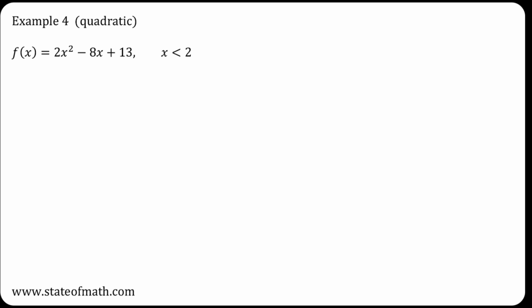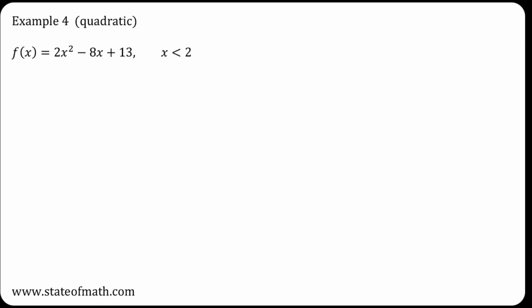For this example, note that the function is followed by the statement x is less than 2. This is the domain of the function, and we will see in a minute why this is very important. Before we apply the 4 steps mentioned previously, we need to complete the square. This is what we do whenever we have a quadratic function. Now, in a previous video, I've shown you how to complete the square. If you're not sure how to do this, check out the video on the top right of the screen.